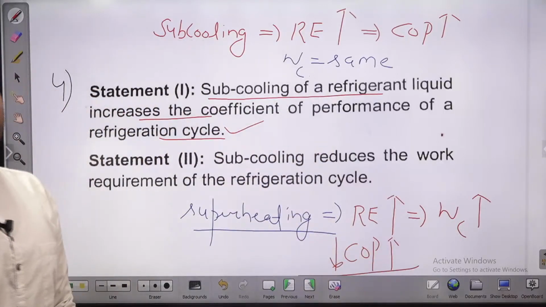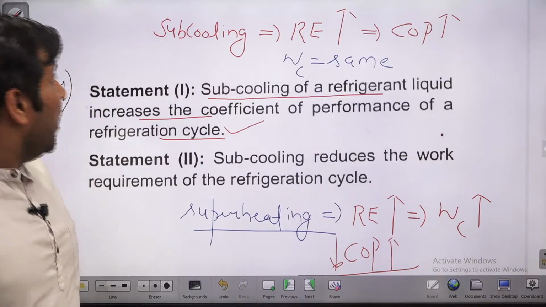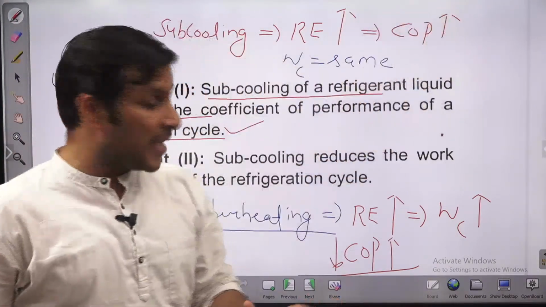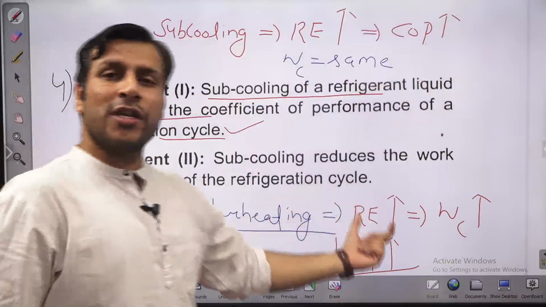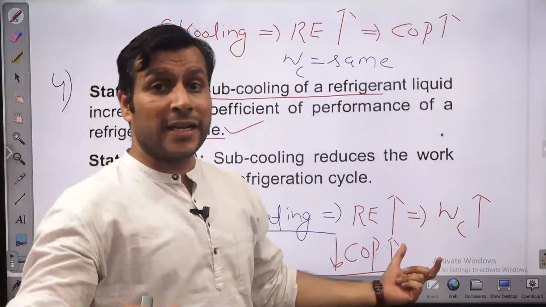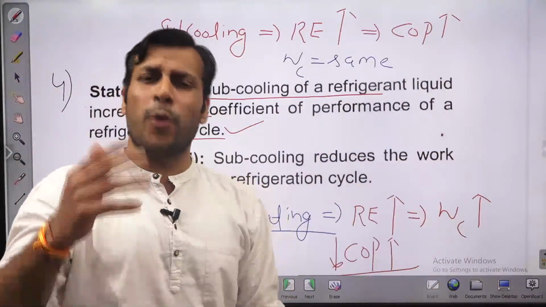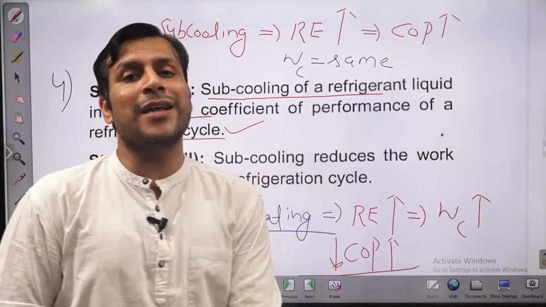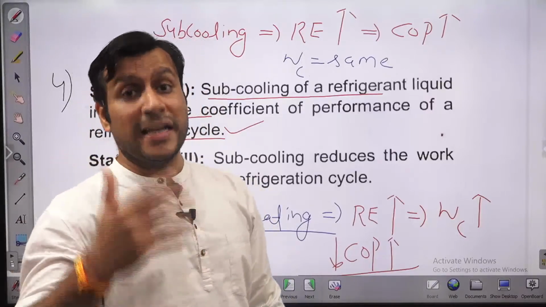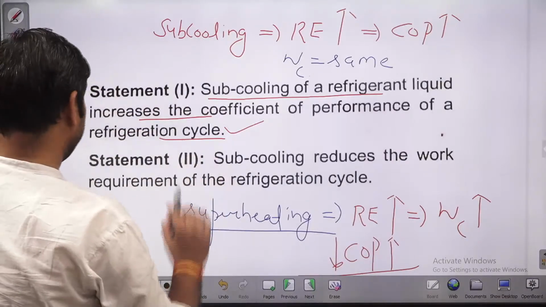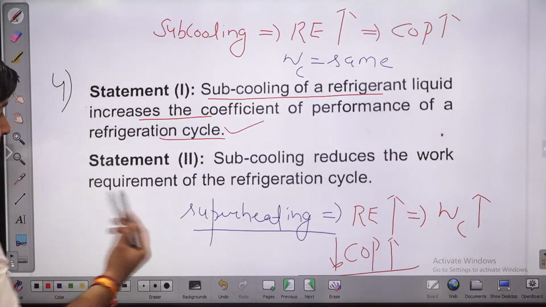So I think these things are very important guys for refrigerator. Subcooling, refrigeration effect increases, COP increases, compressor work remains same. Superheating, refrigeration effect increases, compressor work increases, COP may increase or decrease, it depends on the type of refrigerant. For ammonia, it is observed COP decreases, and for some refrigerants like R11, R12, COP increases. Okay, chaliye, so this statement 1 is fine, right? Let's read about statement 2 also.